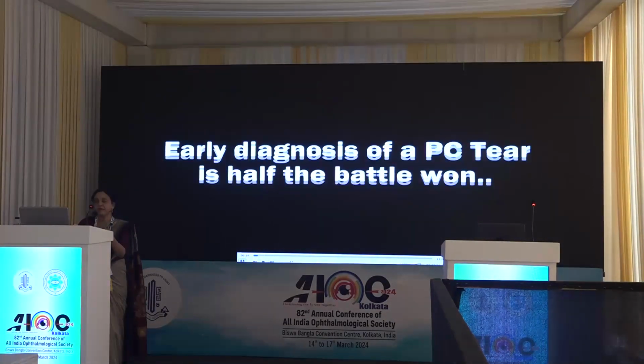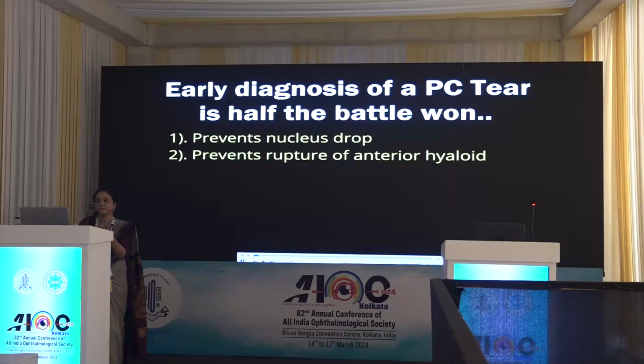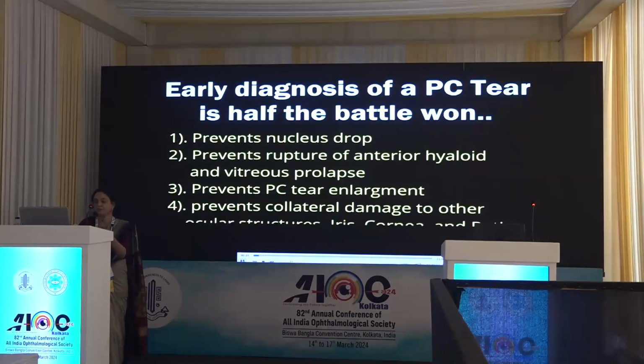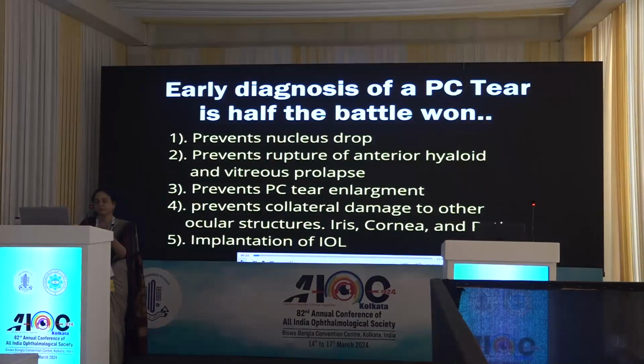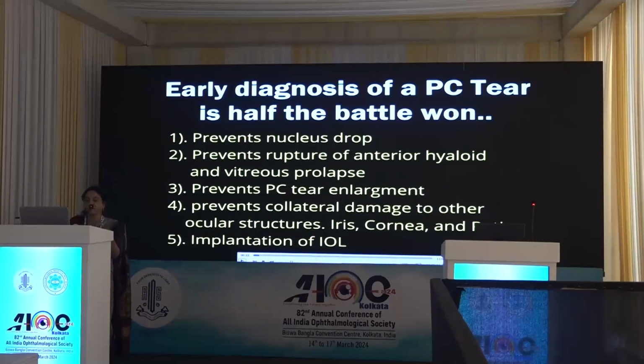It is almost half the battle won when you diagnose the PC tear at a very early stage, because you're going to prevent the nucleus drop, rupture of the anterior hyaloid and vitreous disturbance and prolapse. Then it also prevents PC tear enlargement and collateral damage to other ocular structures like iris, cornea and retina. Finally, when we have effectively managed the PC tear, we have a high chance of implanting the IOL.